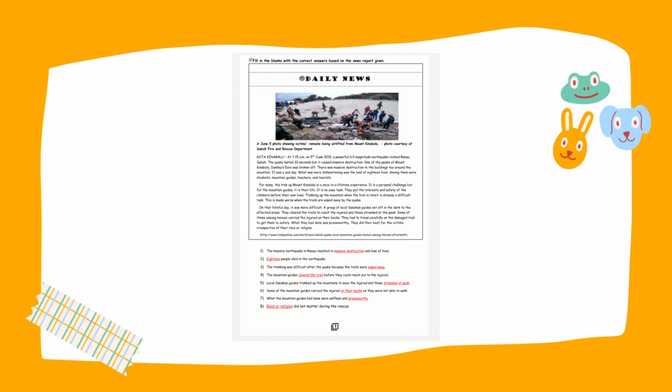Okay, number 1. The massive earthquake in Ranau resulted in massive destruction and loss of lives. You may find the answer on the second line of the first paragraph. It was mentioned that the quake lasted 30 seconds, but it caused massive destruction. Okay, moving on to number 2. 18 people died in the earthquake. Where did you find the answer? On the fourth line of the first paragraph.